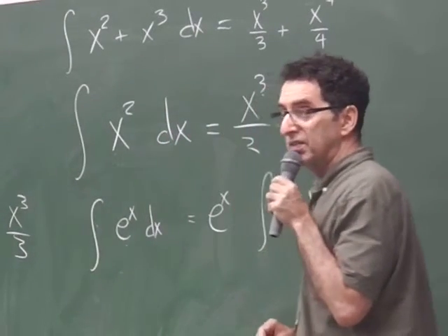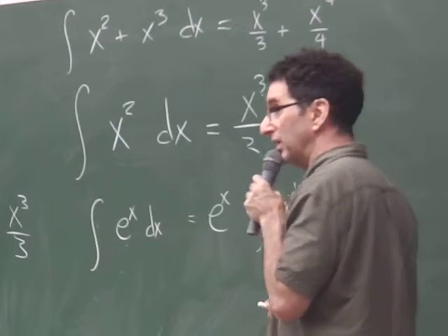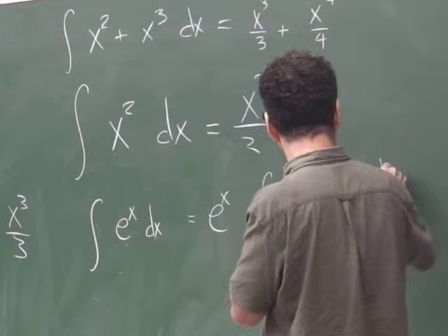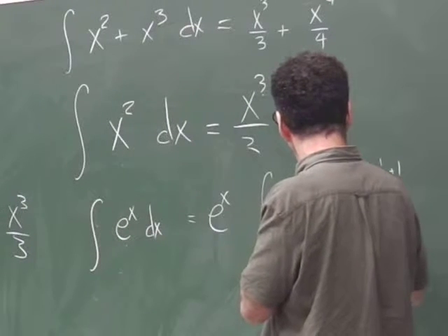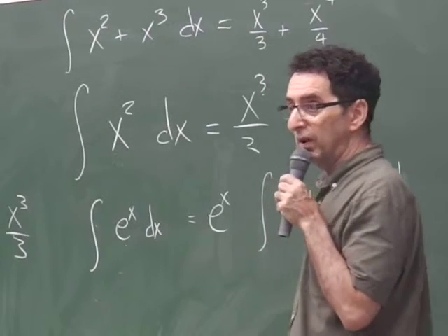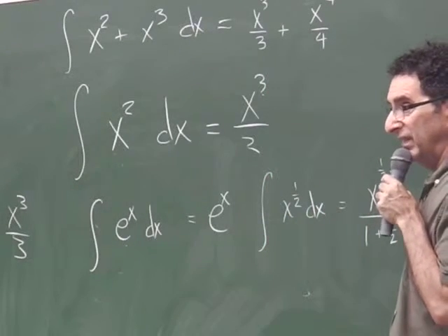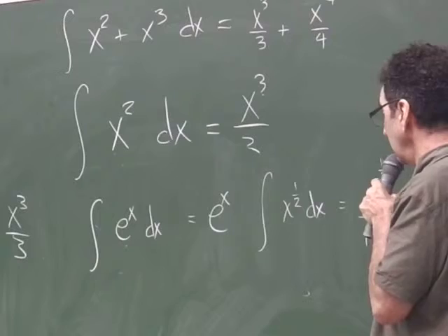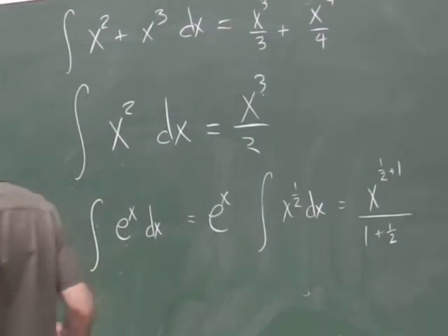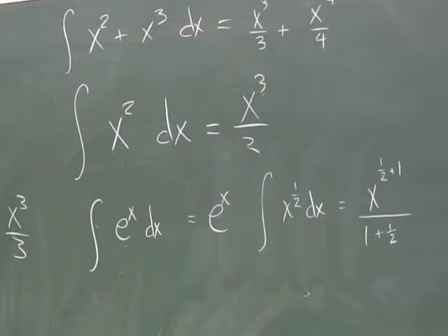Same rule works. The same rule works. So what's the answer? X to the 1/2 plus 1 over 1 plus 1/2. Okay? So that still works. Okay? Any questions? Okay, now, I made a mistake though. Sort of. Not really, but kind of.